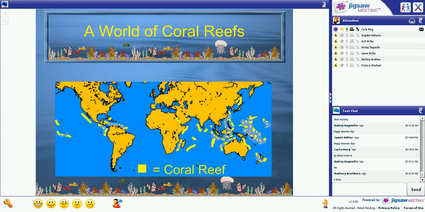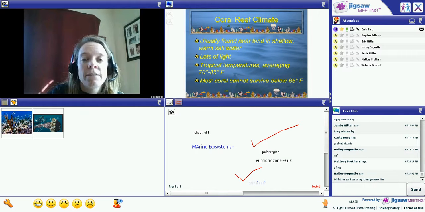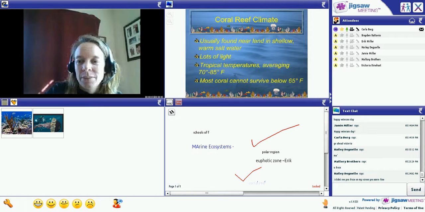The coral reefs are the yellow pieces out in the middle of the ocean. They are offshore. If you look on the far left in the Pacific Ocean, off the Pacific coast, you can see atolls. Coral reefs are usually found near land in shallow, warm, salt water. They need lots of light. Water needs to be tropical in temperature, averaging between 70 and 85 degrees Fahrenheit.